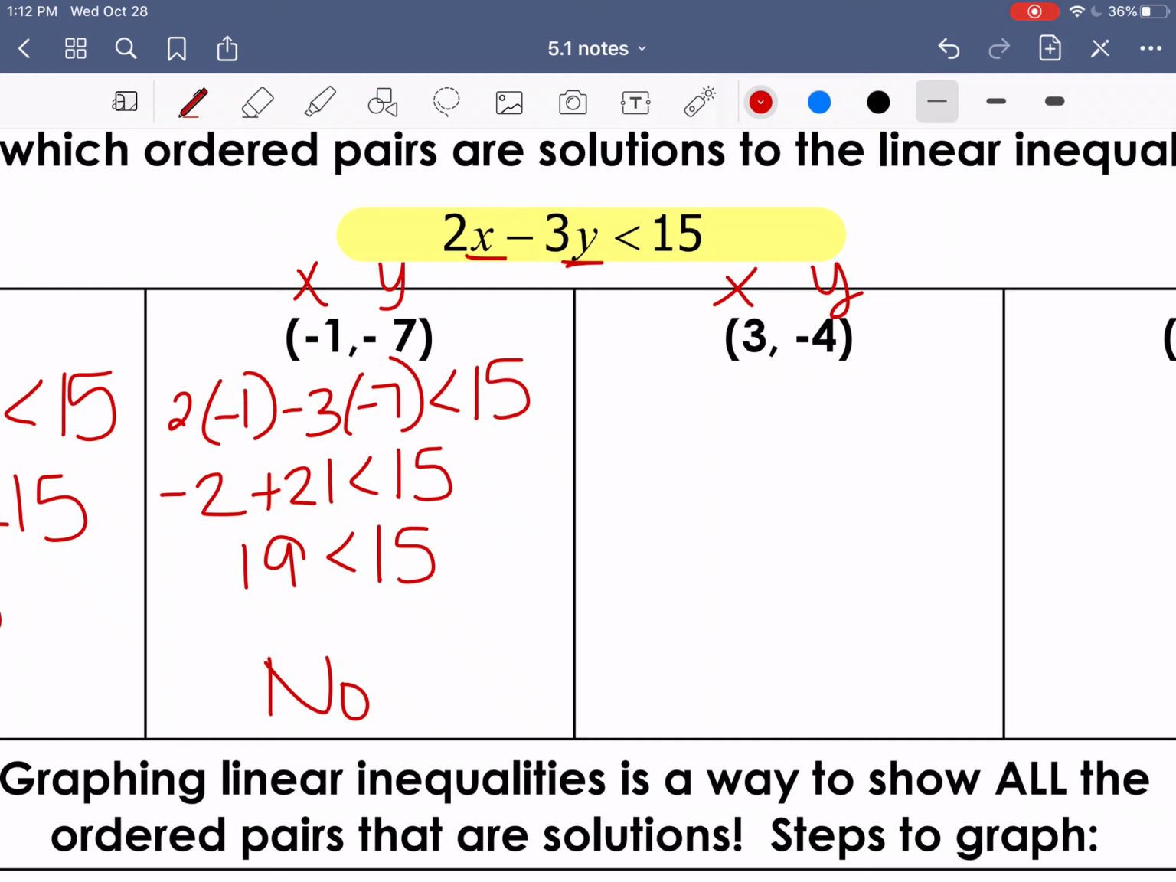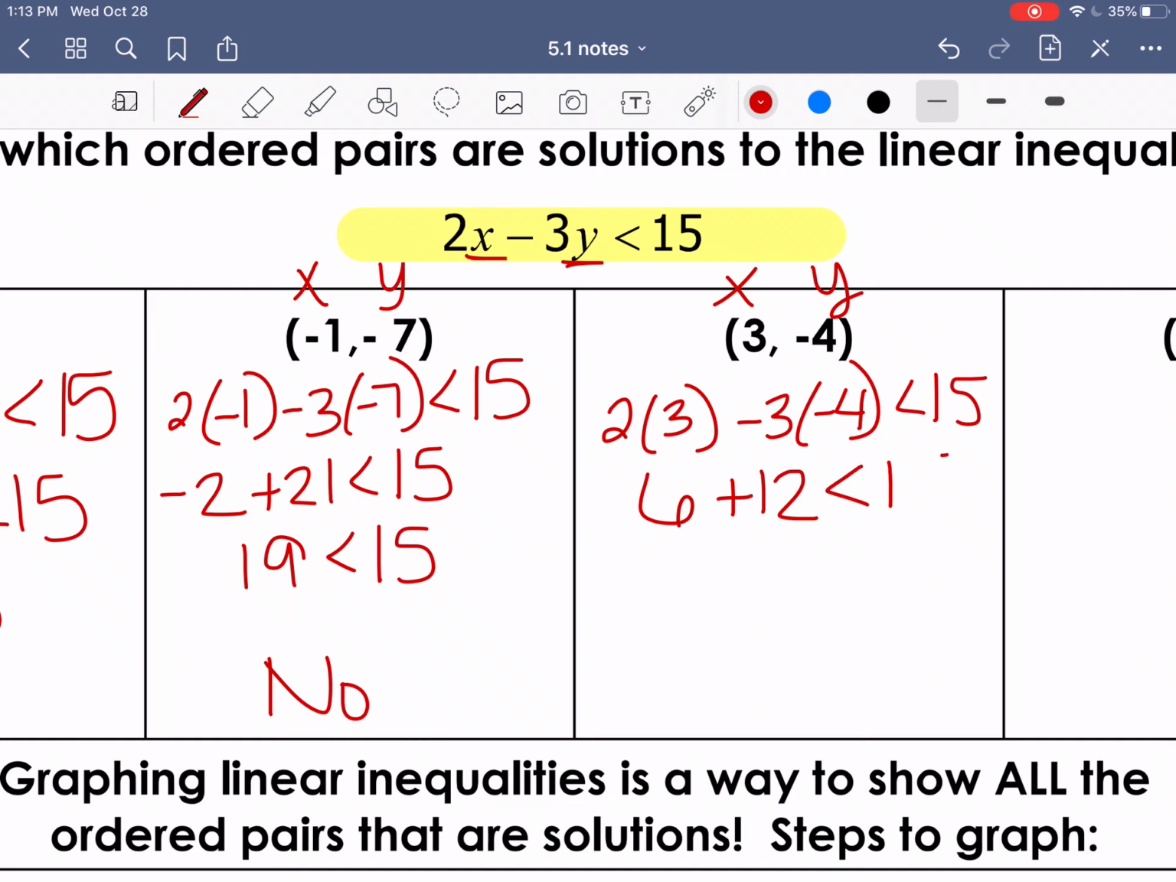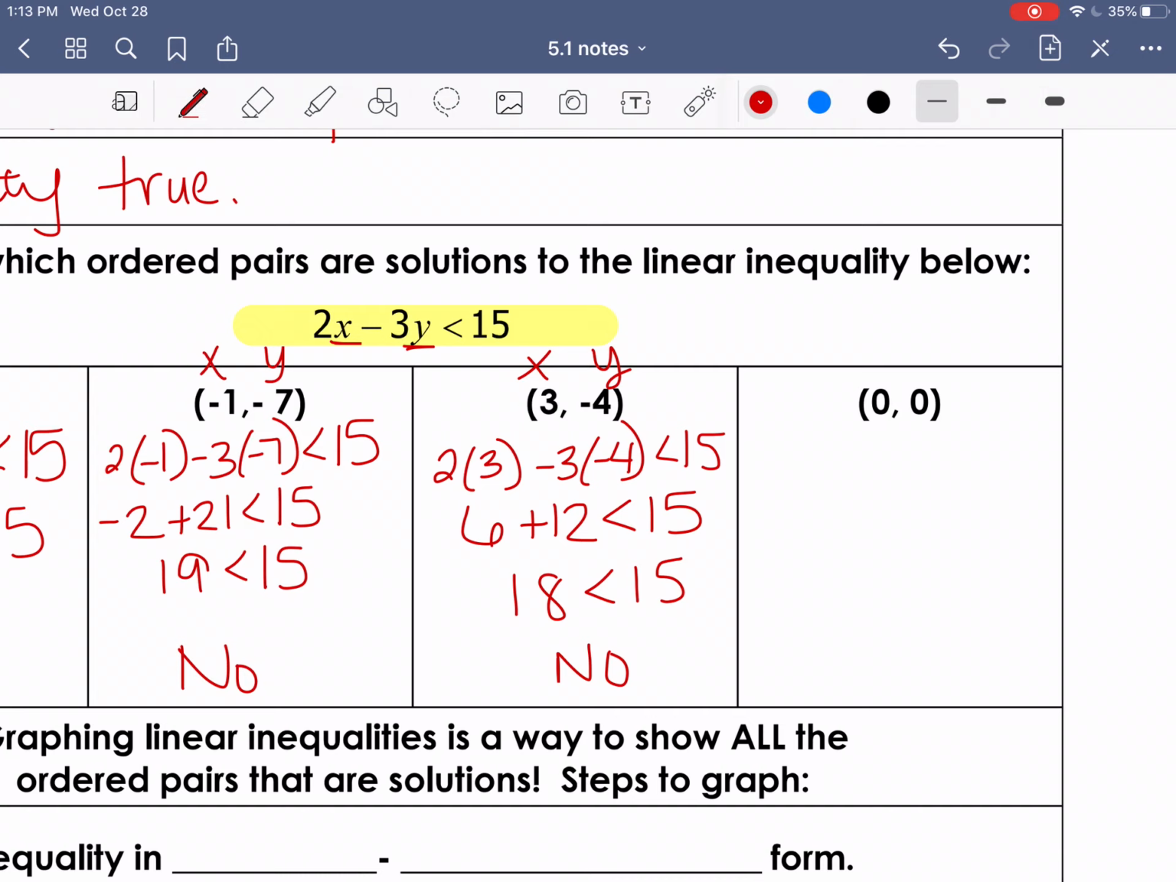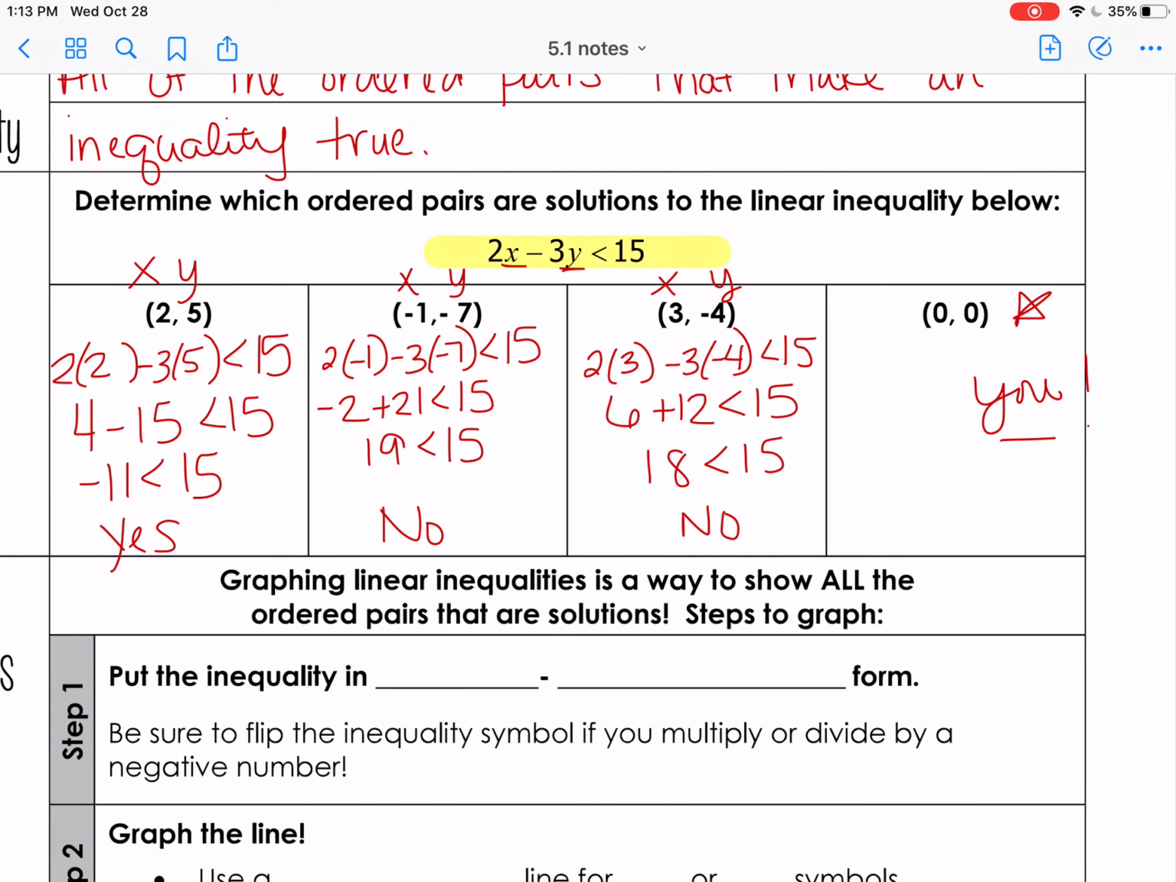Last one we'll do together. Again, you're plugging in the x and the y values into the inequality. Multiplying first to follow order of operations, and we'd get a positive 12 because of the 2 negatives. And 6 plus 12 is 18, and 18 is not less than 15. So now you guys need to go ahead and do this one. So I'd pause the video and do that.